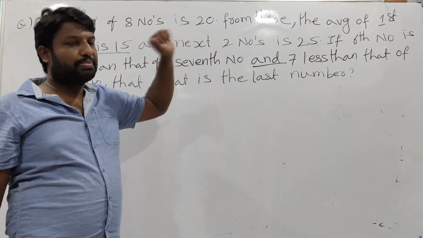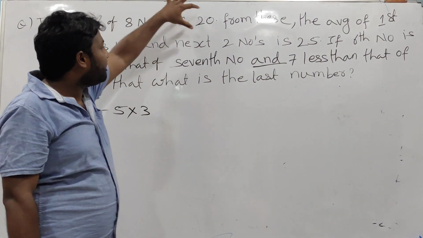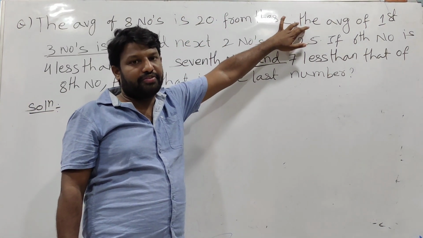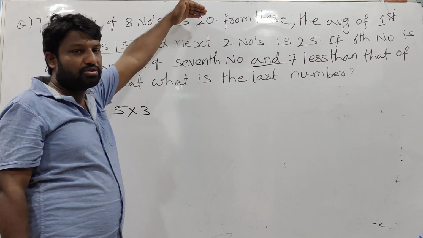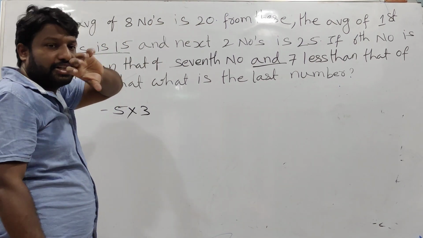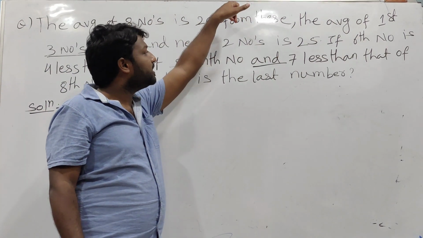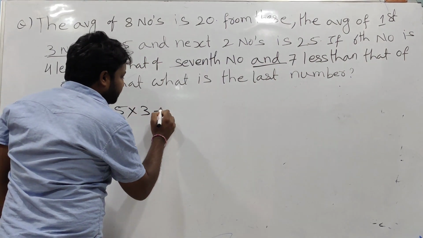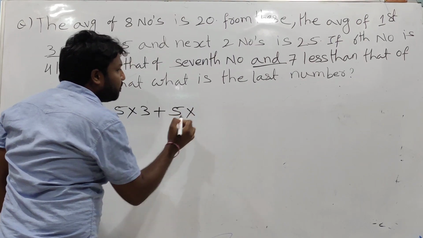They have given the next 2 numbers average is 25. So total average is 20. Total average is 20, and 2 numbers average is 25. That means how much is it greater than the total average? It is greater by 5. It is 20, this is 25, so it is greater by 5. So if it is greater, you take plus. Plus how much is it greater? 5, into how many numbers?